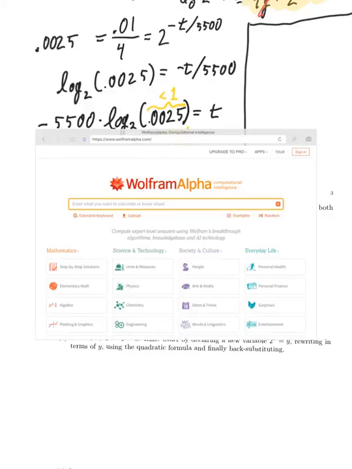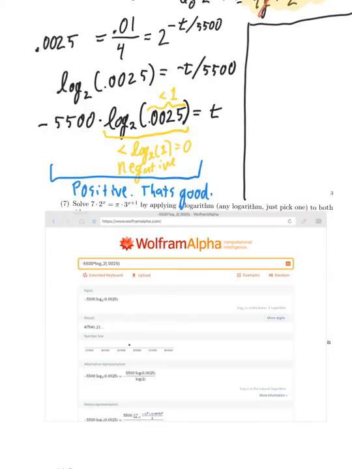I'll be back with the computation. All right, we are back. So there's the thing I wanted to compute, negative 5,500 times the log base 2 of 0.0025. And apparently, that is approximately 48,000 years.